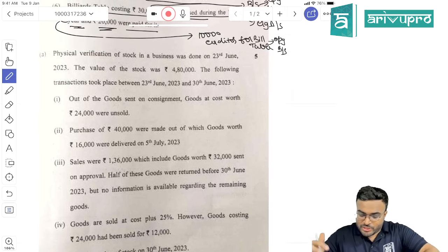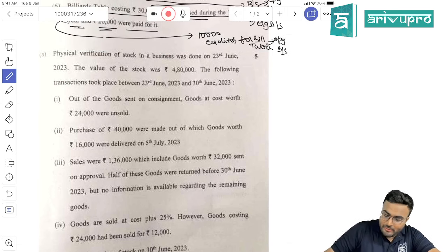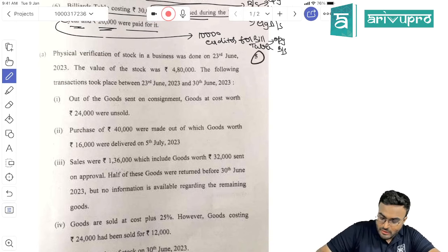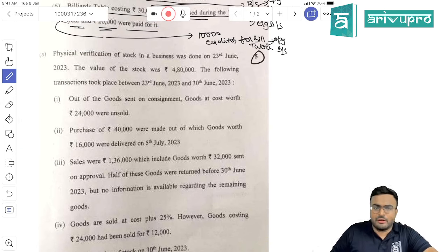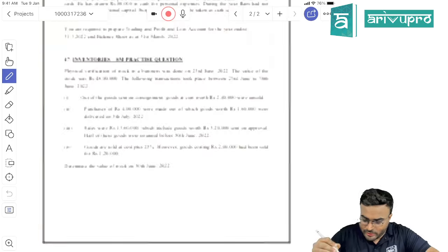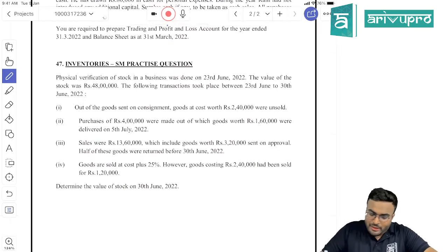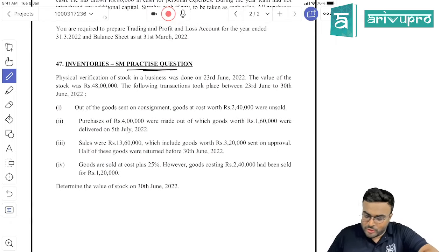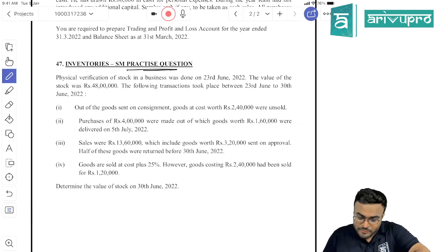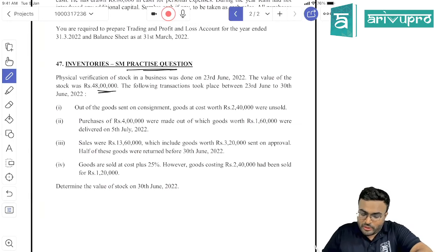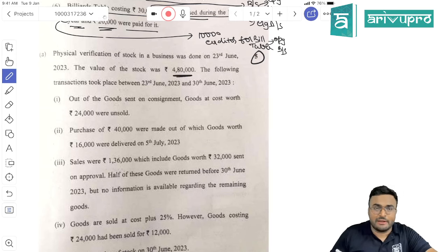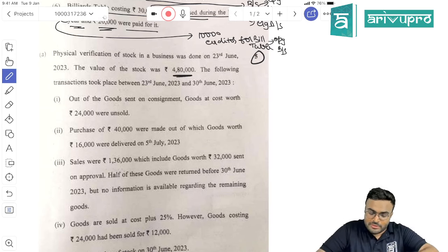Okay, next question which they have asked, inventory 5 mark question. 5 mark question from inventory, but look at this, exact same question is there in the SM practice questions. Exact same question is there in the study material. Okay, here it is 48 lakhs. What they have done over here, they made it for 4,80,000. Just they have removed one number, 0, that's it.